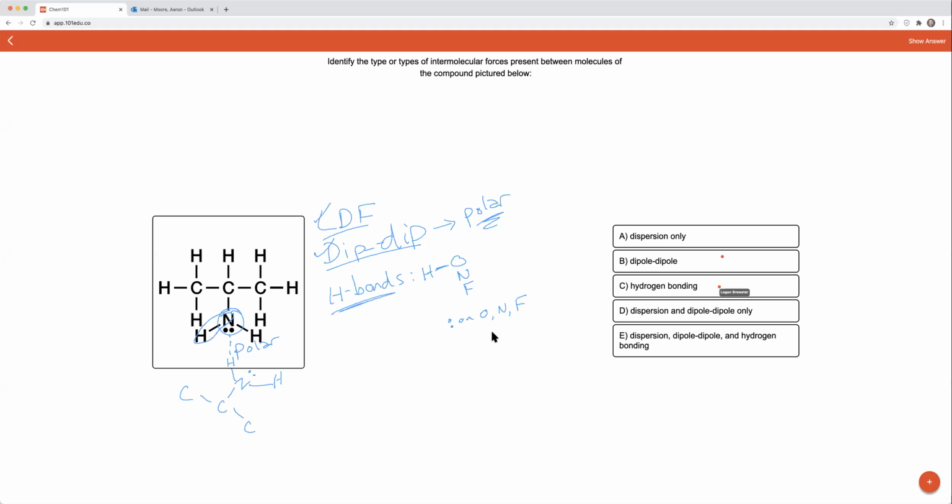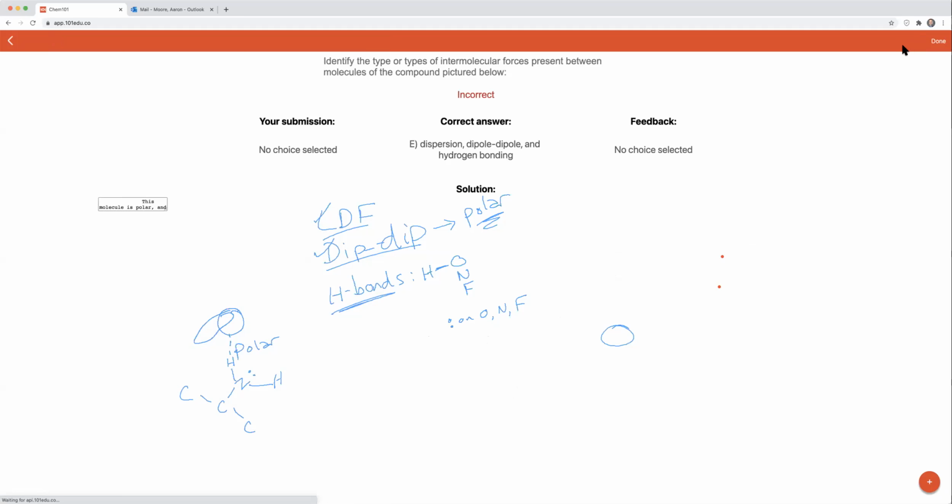Yeah, there you go. I didn't even know you could do that. That's awesome. All right, so this one, remember that in Chem 101, they don't call it London dispersion forces, they just call it dispersion. Okay, so I believe that the correct answer is E. Okay, so let's see if that's right.